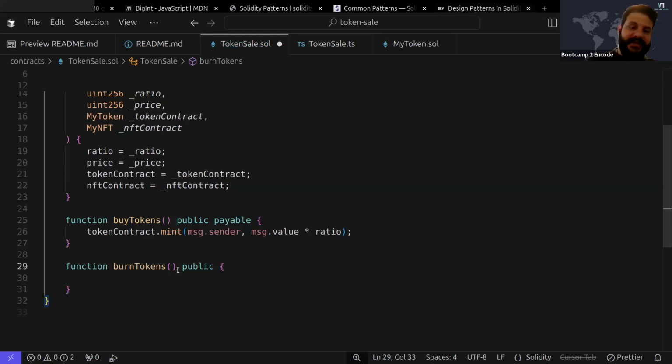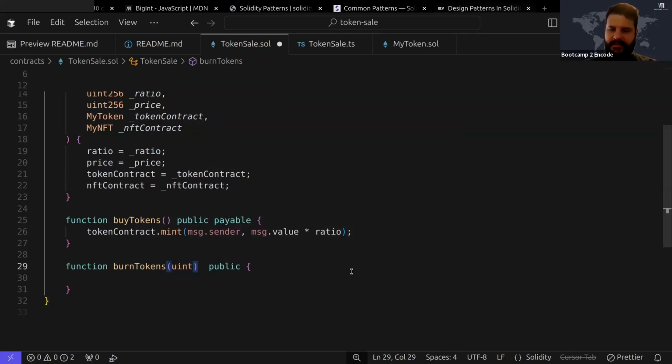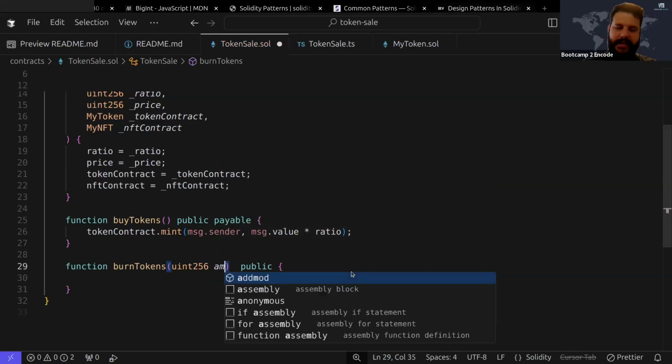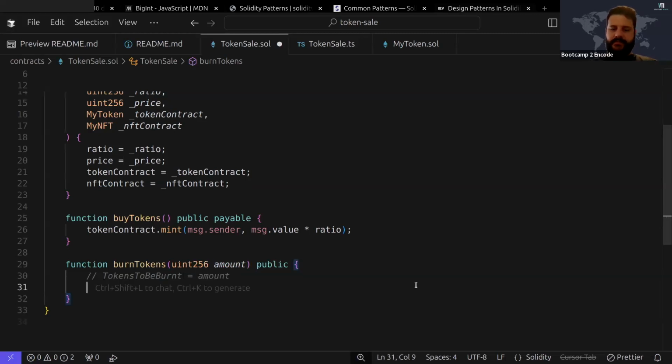But now I need to pass the amount because I don't have it in the msg.value anymore. I will need to have a uint256 amount. And now the amount of tokens to be burned. Tokens to be burned is this amount of tokens that I'm going to burn.